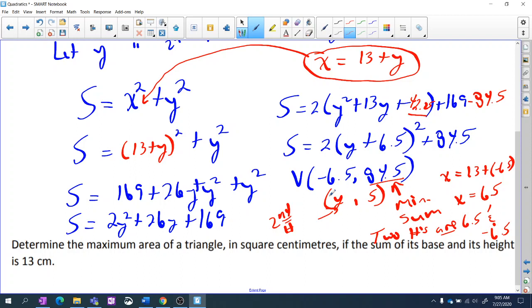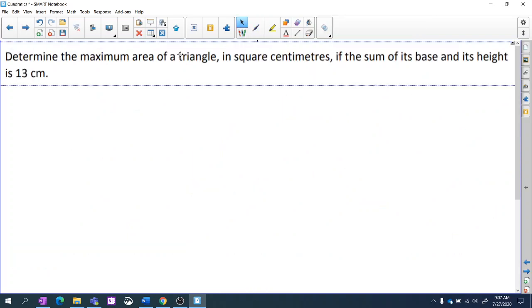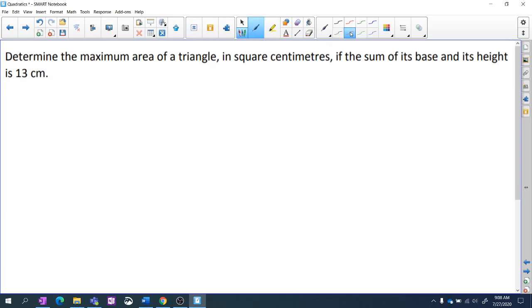Alright, so there's your first example of taking words and turning them into a quadratic function. Alright, on to another example. So when I look at this one, I'm trying to find maximum area. So very early in the question, I know what kind of function I need to build. I need to build an area function. That's the only way I'm going to get the maximum value of area.